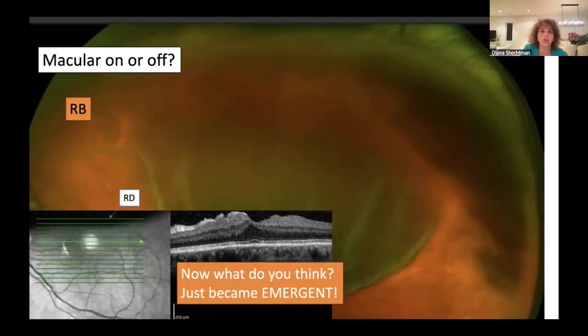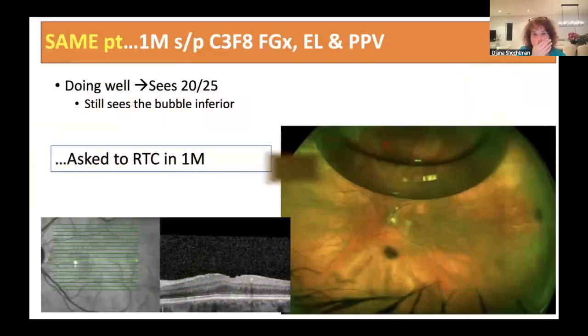Decreased visual acuity maybe, but the patient could actually see better by literally moving their head forward and backwards alone. That becomes far more emergent than a case where the macula was off.